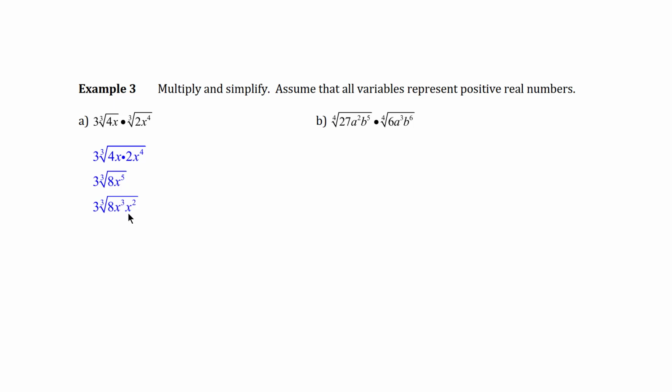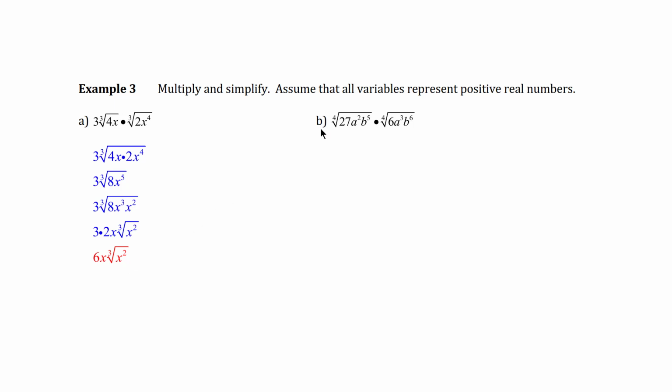Next, we could go ahead and take the cube root of 8, which is 2, the cube root of x cubed, which is x, and then we bring down the 3 and the cube root of x squared. So we have 3 times 2x times the cube root of x squared. Next, we multiply 3 times 2x, which is 6x. Our final answer is 6x times the cube root of x squared.